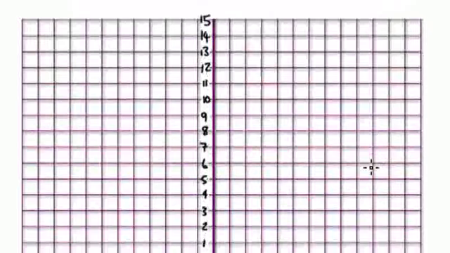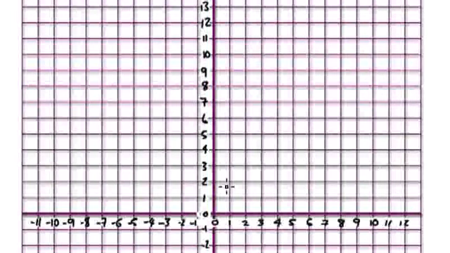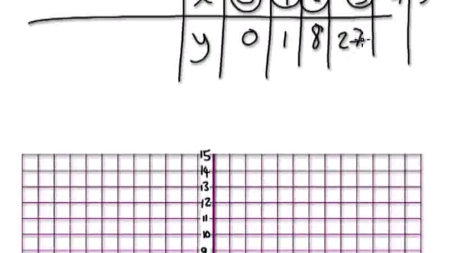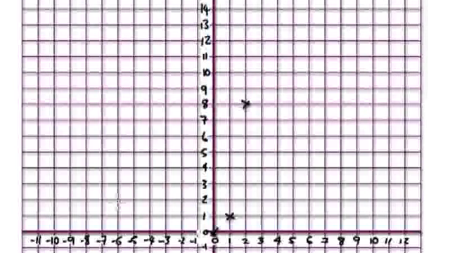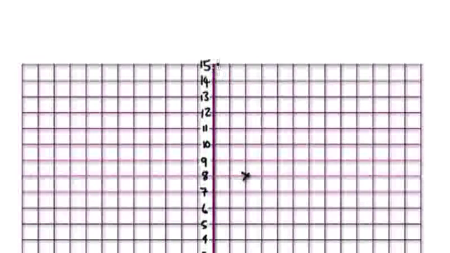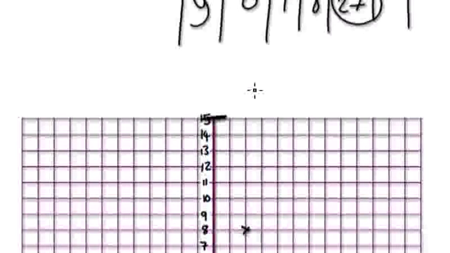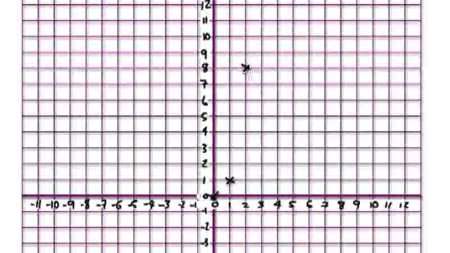If you try and plot this on our normal standard graph, it will look like this: 0 here, 1 will be here, and 2 gives 8, so it will jump all the way up here. And then when it's 3, it's 27. The thing is, it jumps off the scale here. 15 is the highest, and 27 would be somewhere up here. It's off the scale, so you can't tell much from this graph. So you have to change the scale.